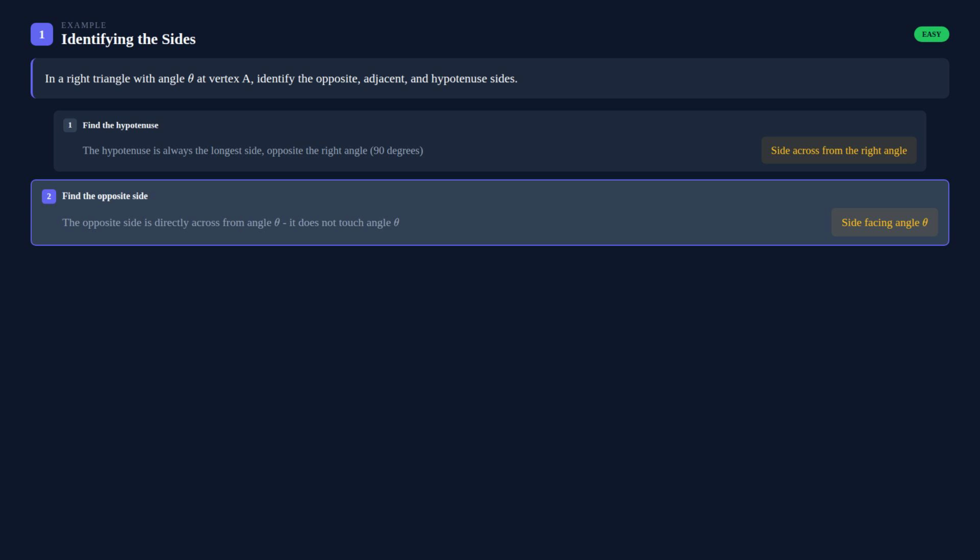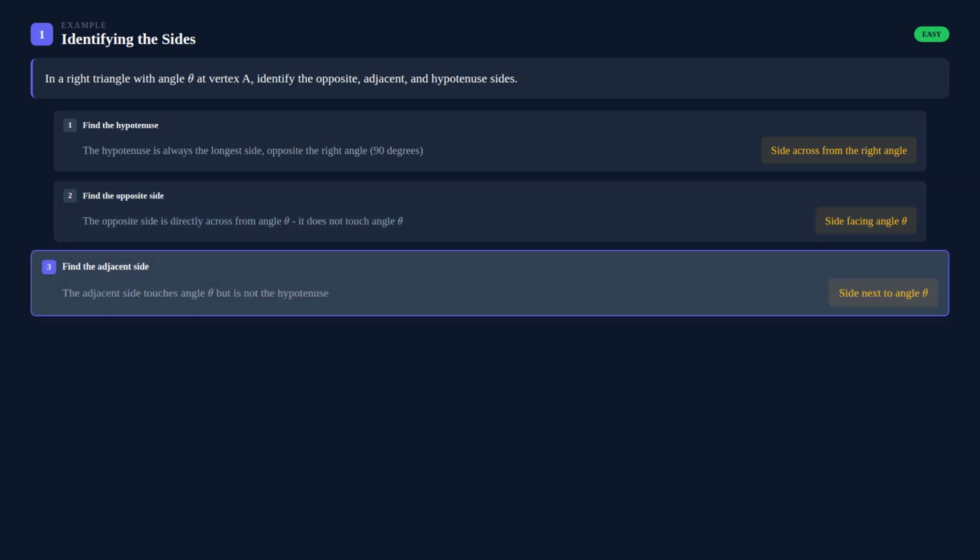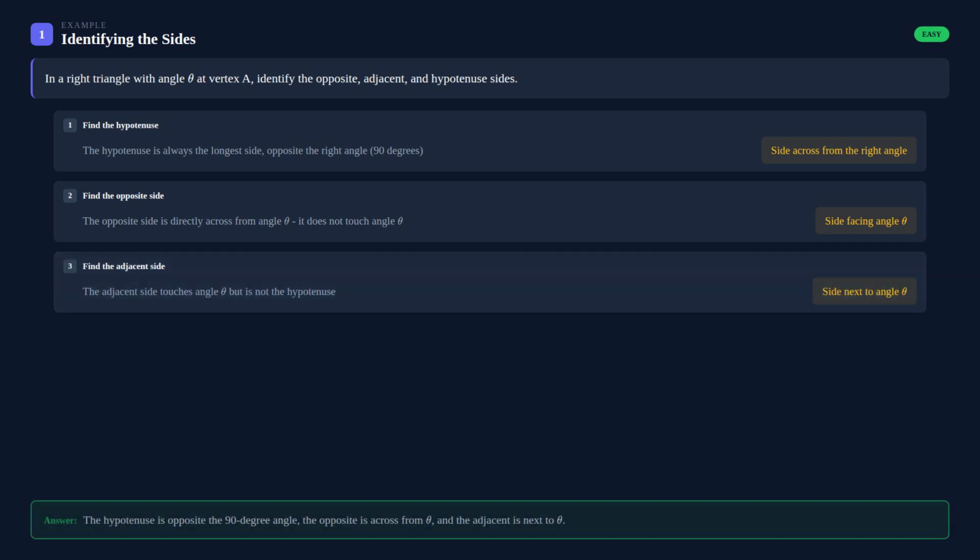Step 2. Find the opposite side. The opposite side is directly across from angle theta, it does not touch angle theta. This gives us the side facing angle theta. Step 3. Find the adjacent side. The adjacent side touches angle theta but is not the hypotenuse. This gives us the side next to angle theta. The answer is: the hypotenuse is opposite the 90-degree angle, the opposite is across from theta, and the adjacent is next to theta.